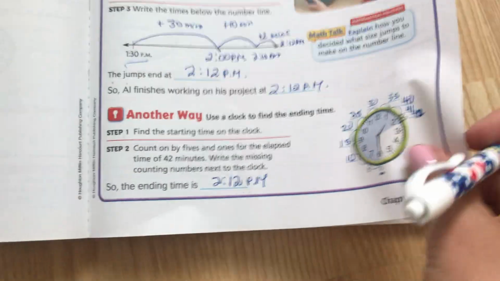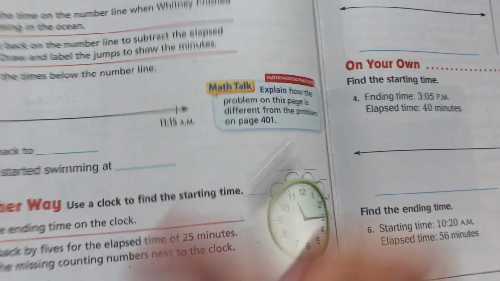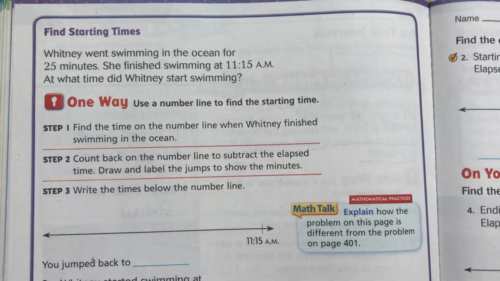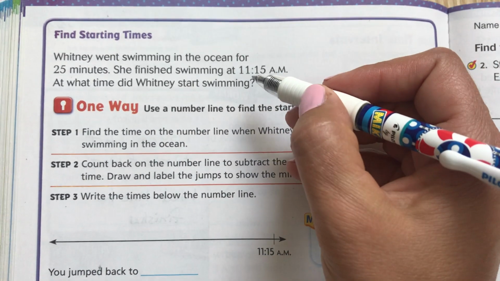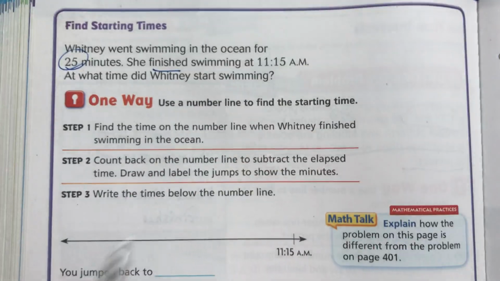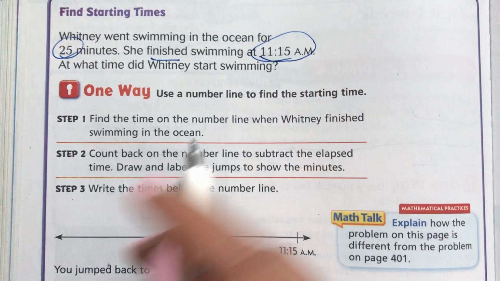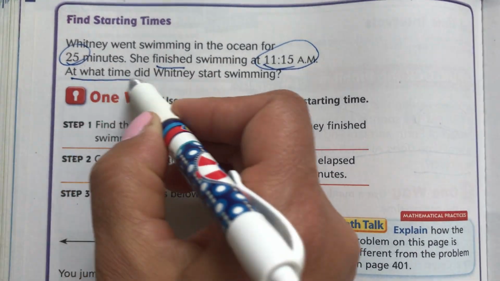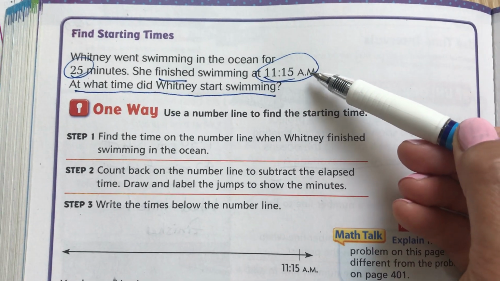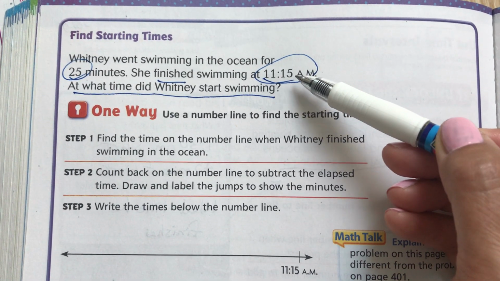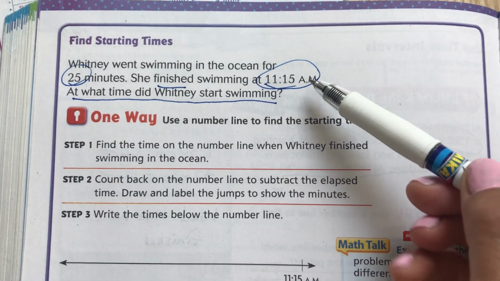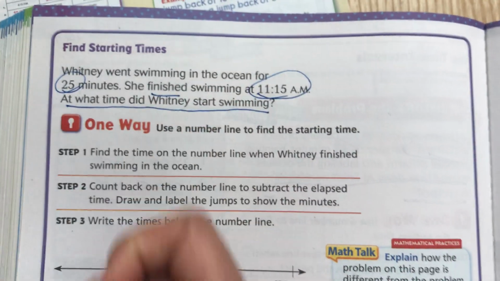Okay? All right, so now we're going to do the reverse. We're going to work backwards and find the starting times. So Whitney went swimming in the ocean for 25 minutes. She finished swimming at 11:15 a.m. At what time did Whitney start swimming? So the time I'm being given here is 11:15 a.m., but that's the time that she finished, right? So she swam for 25 minutes, which means the time that I find is going to be earlier than 11:15.